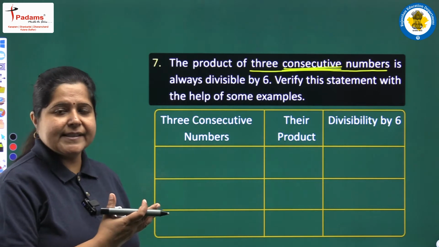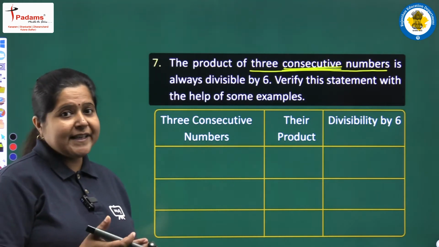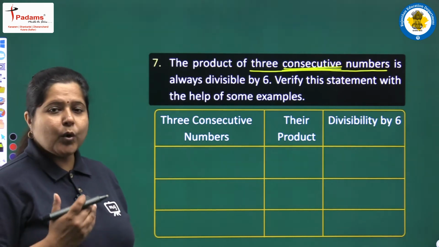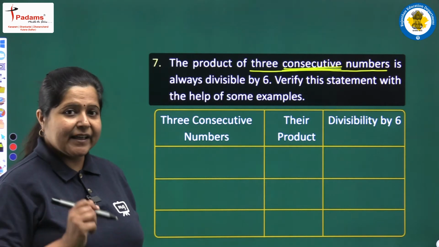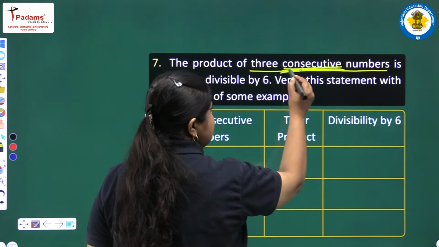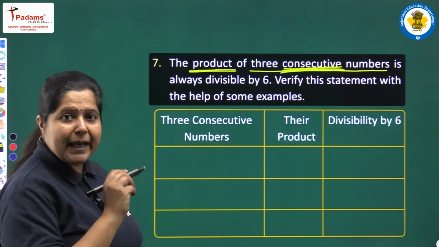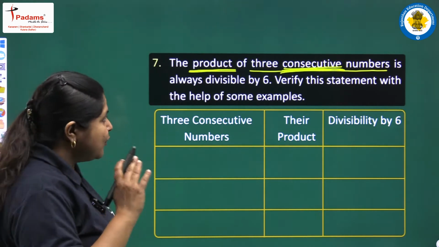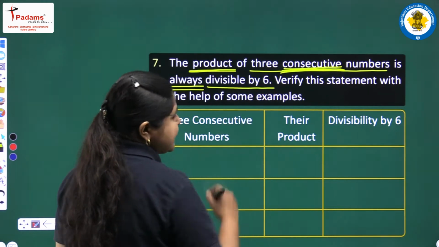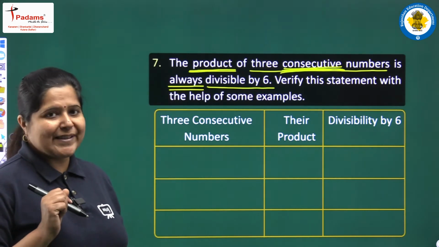लगातार आने वाले numbers जैसे 1 2 3 या 10 11 12 या फिर 15 16 17, लगातार एक के बाद एक आने वाले नंबर्स को हम कॉन्जिक्यूटिव नंबर्स कहते हैं और यहाँ बात हो रही है कि 3 कॉन्जिक्यूटिव नंबर्स लेने पर उनका जो प्रोडक्ट है, प्रोडक्ट का मतलब मल्टीप्लाई करके जो आंसर आएगा, वो हमेशा, always, it will be divisible by 6. This statement we have to verify by taking some examples.